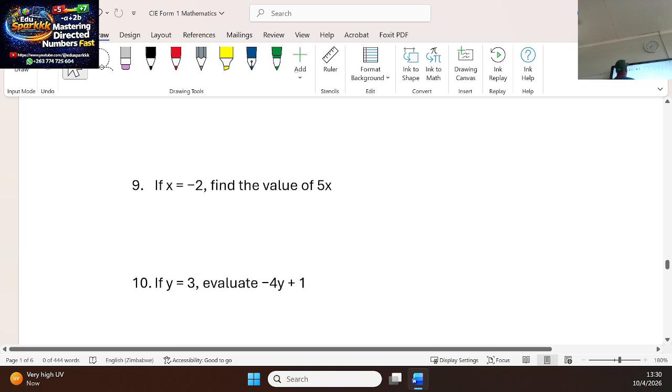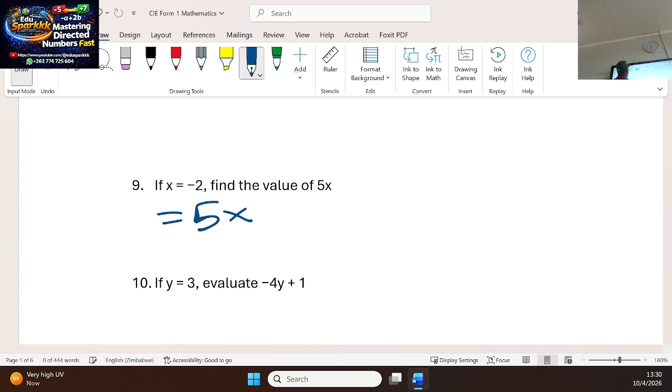Then moving next is substitution. We are now interested in finding the value of 5x. But 5x is the same as 5 multiplied by whichever value x takes. And if the value taken by x is negative, we put it inside brackets. So now it's 5 times -2, which gives us -10.